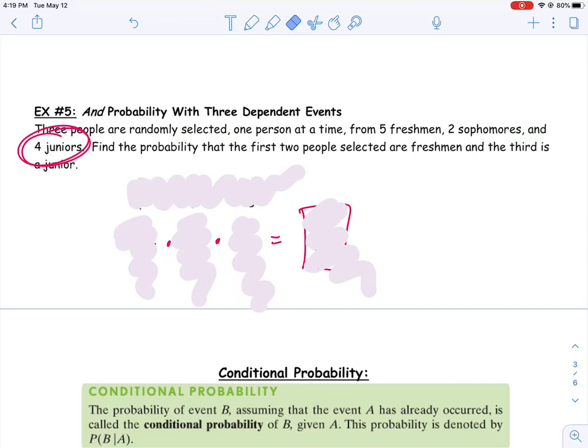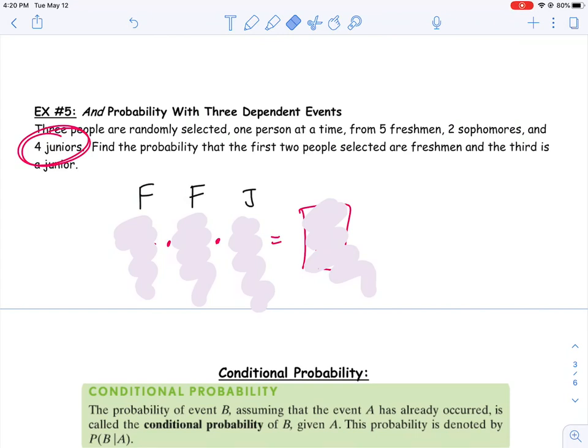I want it to be a freshman, and then another freshman, and then a junior. And again, did you hear the key words? Freshman and junior. And so I hear the word and, so that means I'm going to multiply. But now, if I pick a freshman the first time, and I go to pick a second person, if I've already picked a freshman, doesn't that second event depend on what happened the first time? So these are my dependent events again. And so I've got to figure out the probability of picking a freshman and a junior, but I've got to be careful about what I pick the first time and the second time.